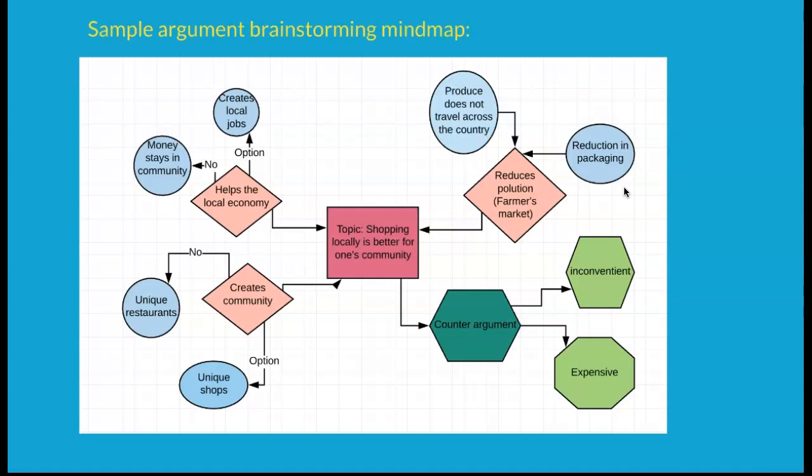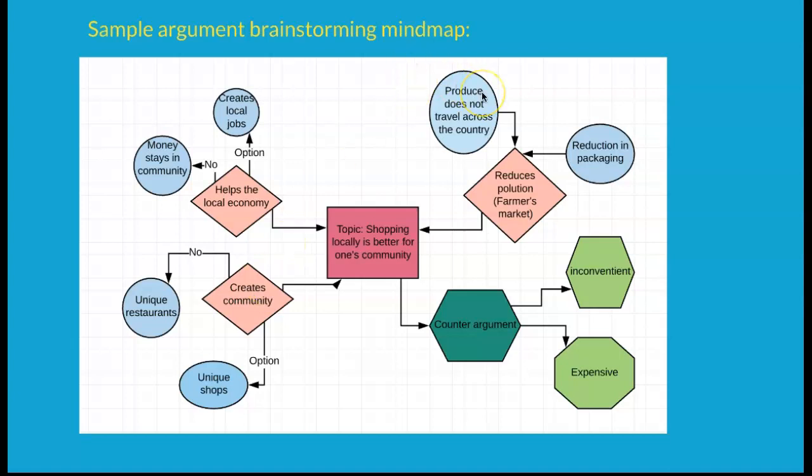If you're still at the brainstorming stage, here's a little example for you to check out. So we could see here that this person's essay, the topic is that shopping locally is better for one's community. And here we have 3 main arguments that could support this main idea. There's the argument that shopping locally reduces pollution, that shopping locally helps the local economy, and that shopping locally creates a greater sense of community within one city or town.